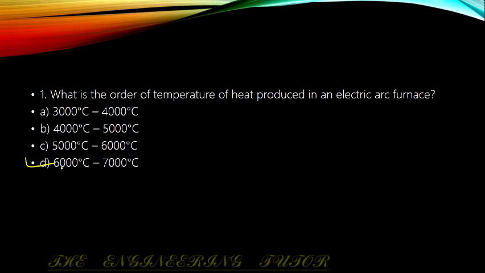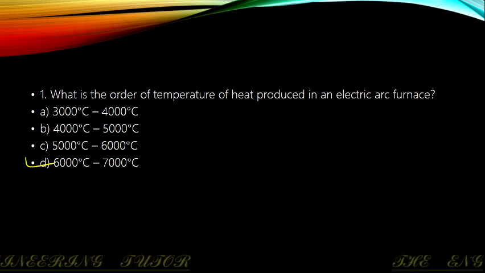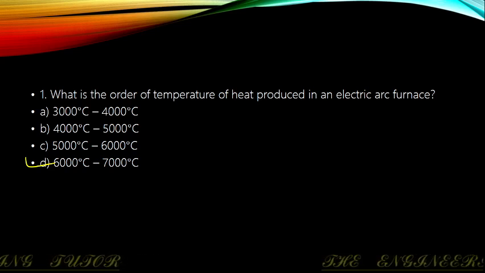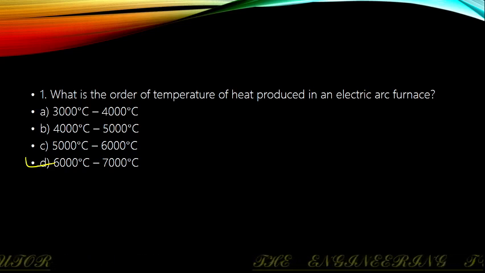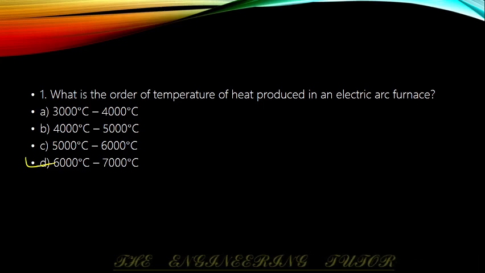An electric arc furnace generates a lot of heat when the working metal comes in contact with the electrode. The heat that is generated in this joining process is in the order of 6000 degrees Celsius to 7000 degrees Celsius.